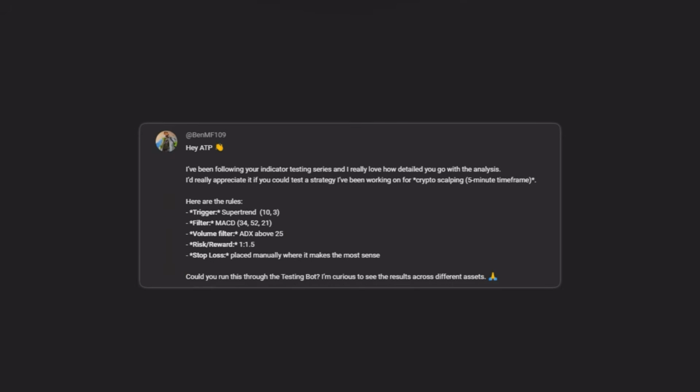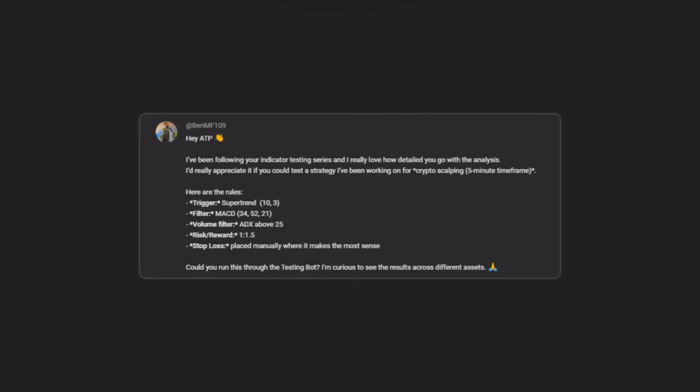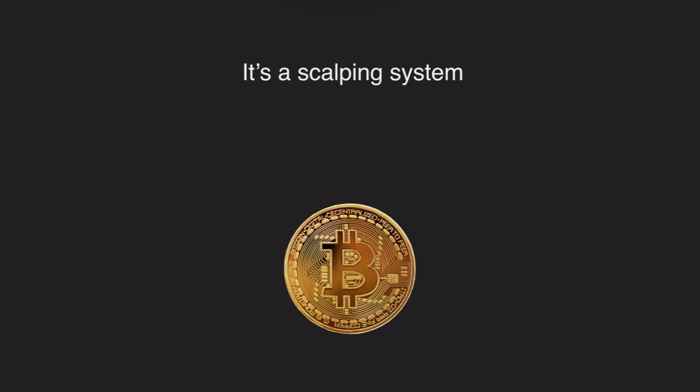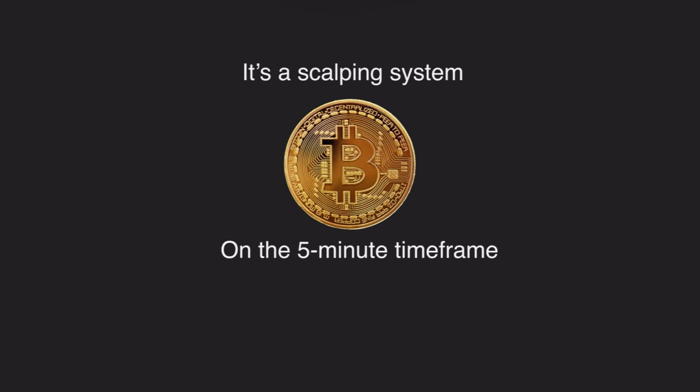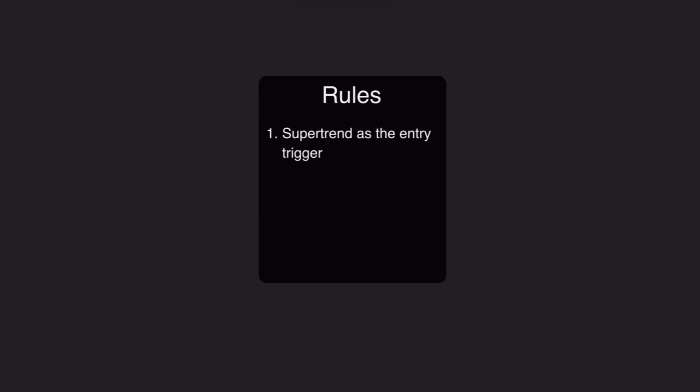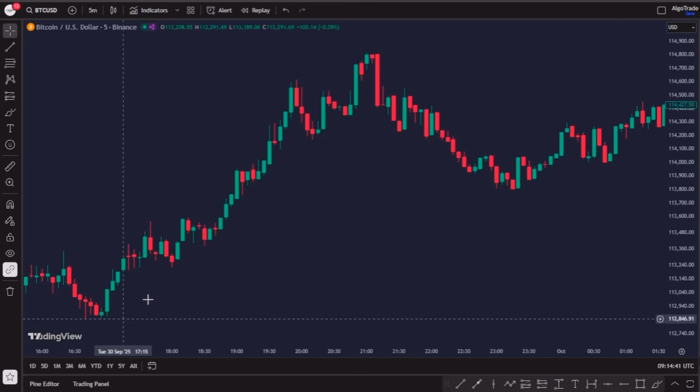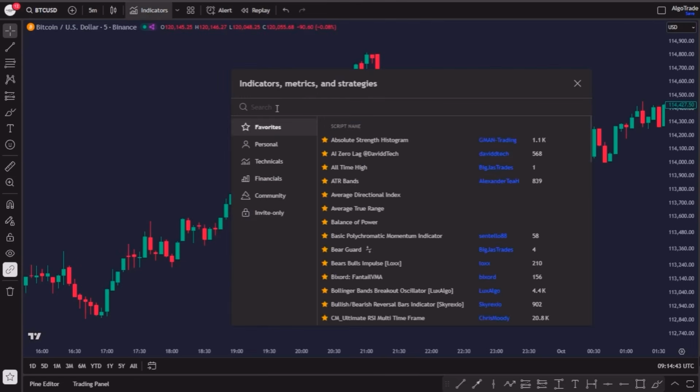Now, here's the exact message I got from one of you guys on YouTube. As you can see, it's a scalping system designed for crypto on the 5-minute time frame. The rules are pretty straightforward: SuperTrend as the entry trigger, MACD with custom settings, and ADX above 25 as a volume filter. So let's go over to TradingView and build this system step by step.